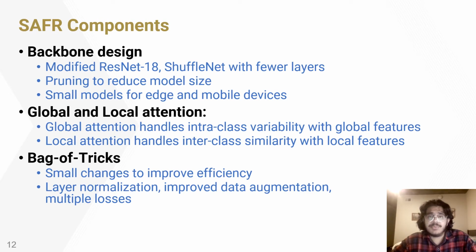SAFR accomplishes these with 3 components. First, we have a modular design with a replaceable backbone. We use ResNet and ShuffleNet with dense layers removed for our experiments. We also use global and local attention to handle intra-class variability and intra-class similarity. Finally, we employ a bag of tricks to improve efficiency and accuracy.